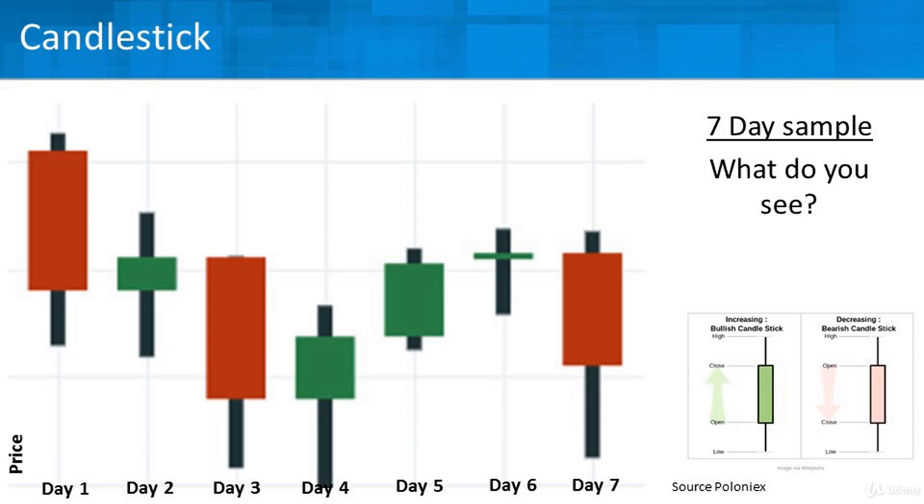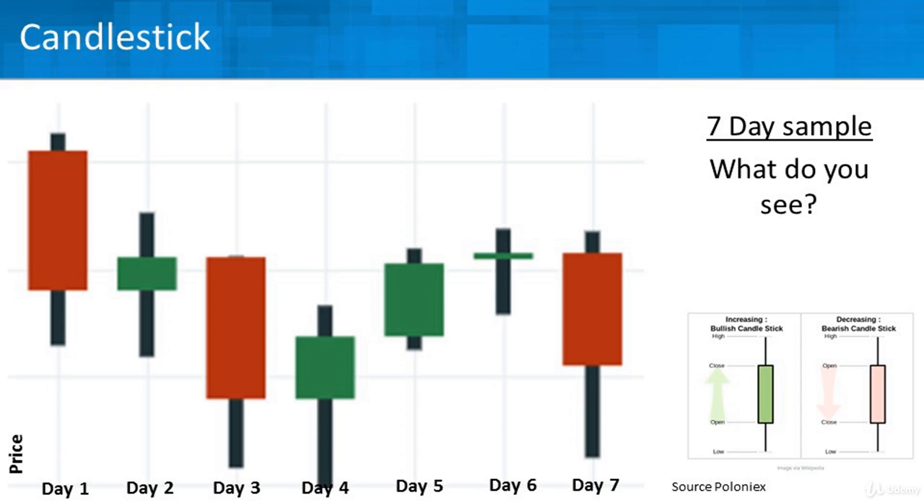Here's an example of a 7-day time period. This is a real life example I pulled out. So each candlestick represents a day over these 7 days. If I was to do a 24-hour time period and maybe each one was an hour, I would have 24 different candles, 24 hours in a day. But in this example, we're doing a 7-day period and each candlestick represents 1 day of trading.